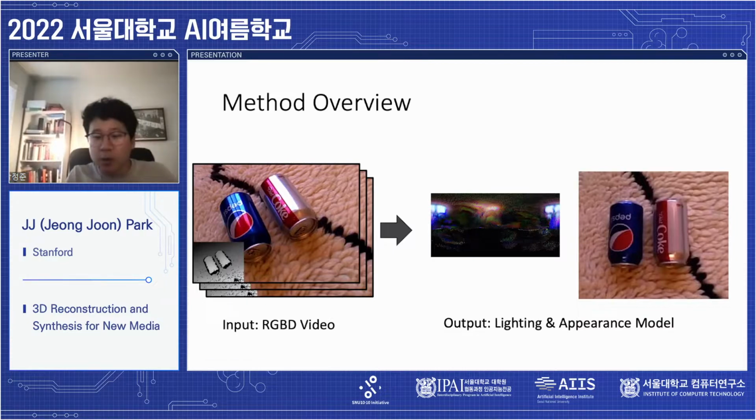I'm going to give you a brief overview of our method. The input to our algorithm is an RGBD video. And the output, as you just saw, is the environment lighting and the appearance model of the scene, where you can synthesize novel views of the scene that are not captured in the video.